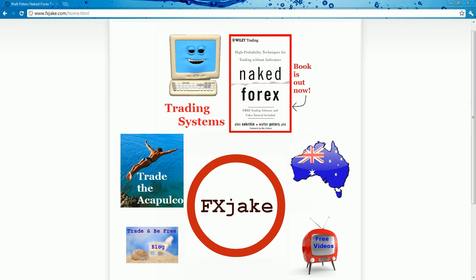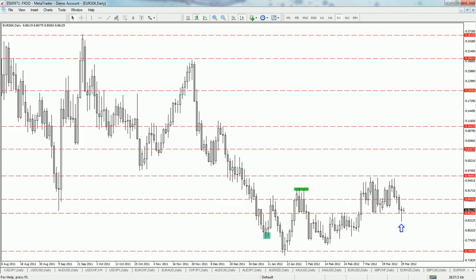So, I'm looking at this chart right here, which is an exotic pair. It's the Euro Swedish krone, and it's got a daily kangaroo tail there.